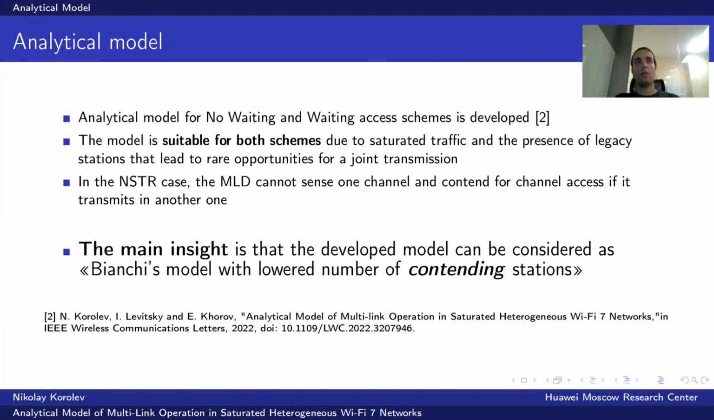That is the situation when the virtual slots in both links are not aligned, for example, one virtual slot in one link can contain several virtual slots in another link. Well, and this developed model is the first one which takes into account such phenomena, the presence of legacy stations. And next thing I want to say is that it turned out that this model is basically suitable for both schemes which I described before. That is because of the saturated traffic for all the stations and in both links.